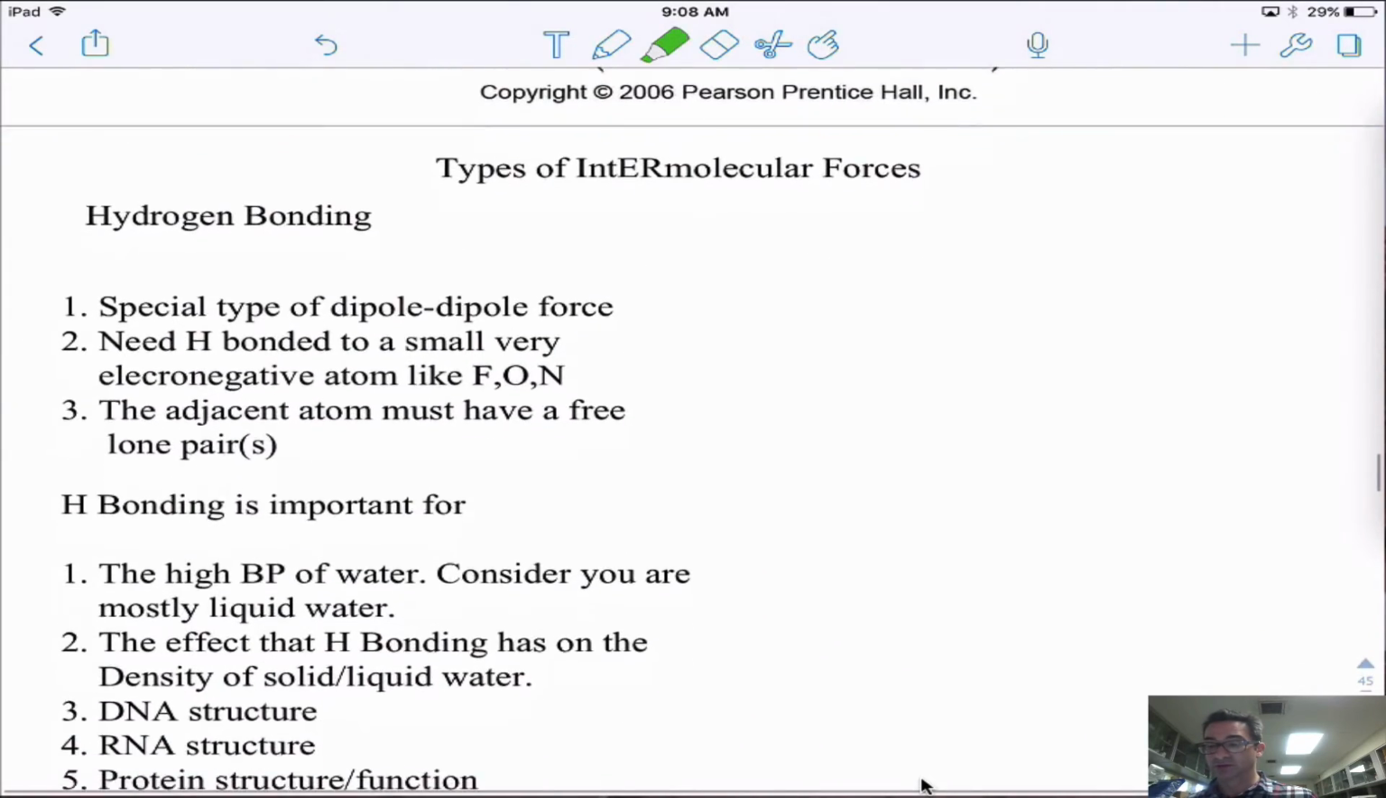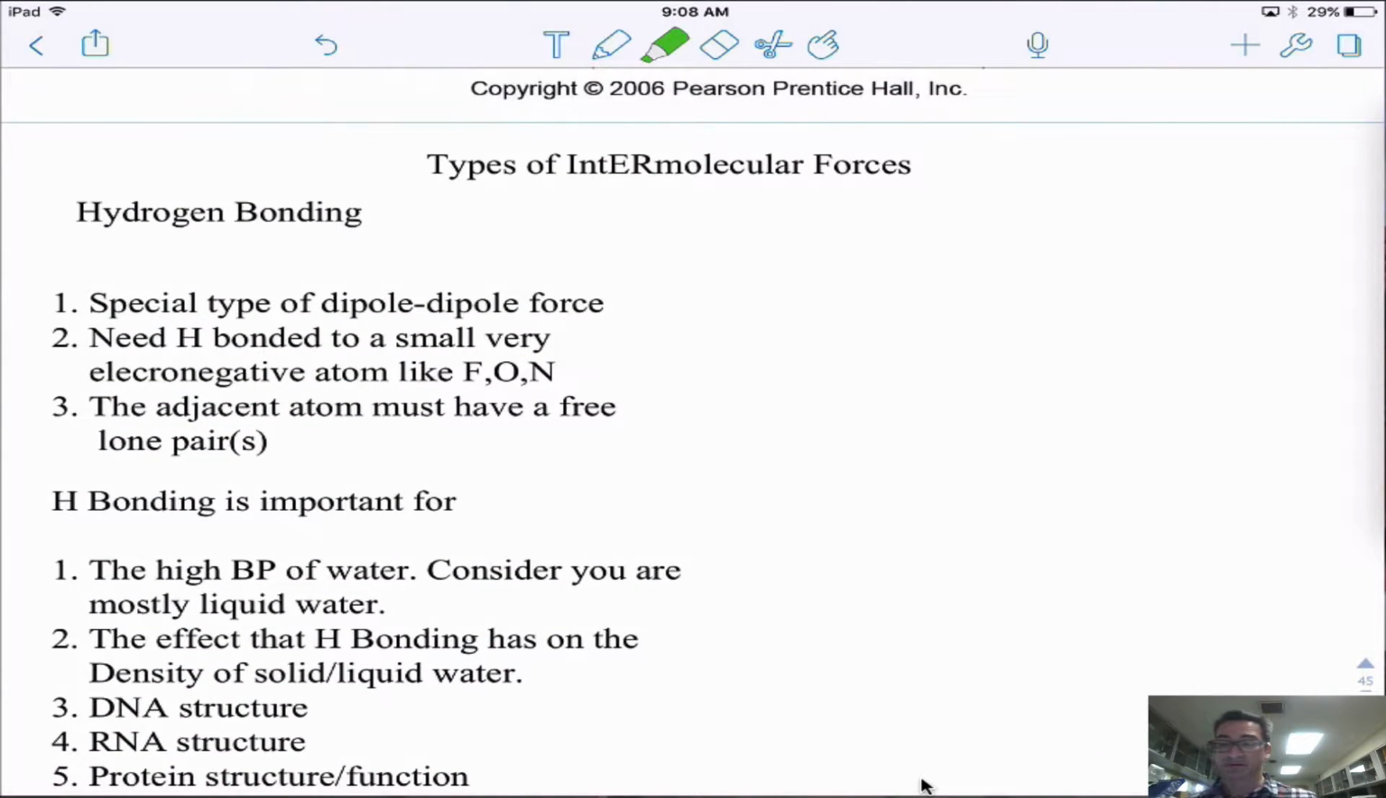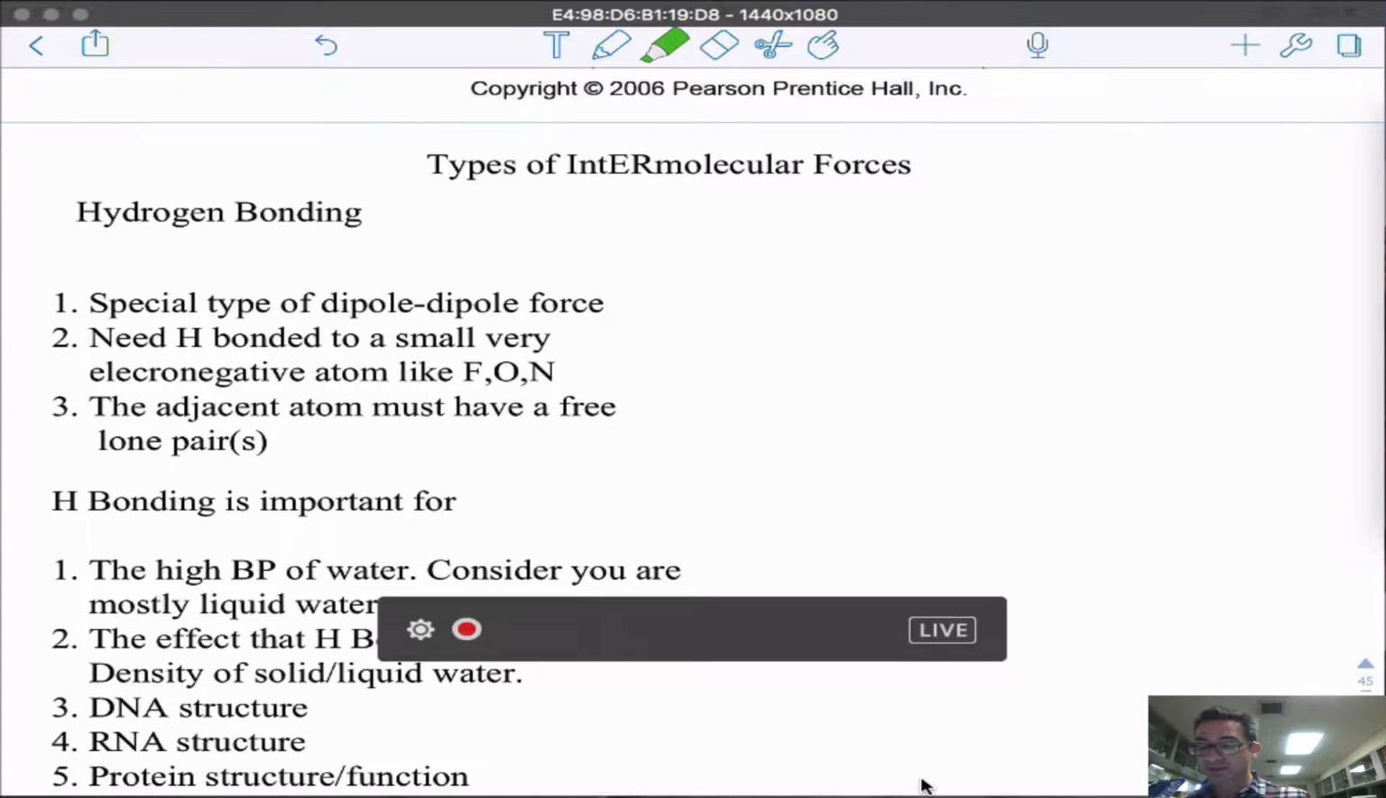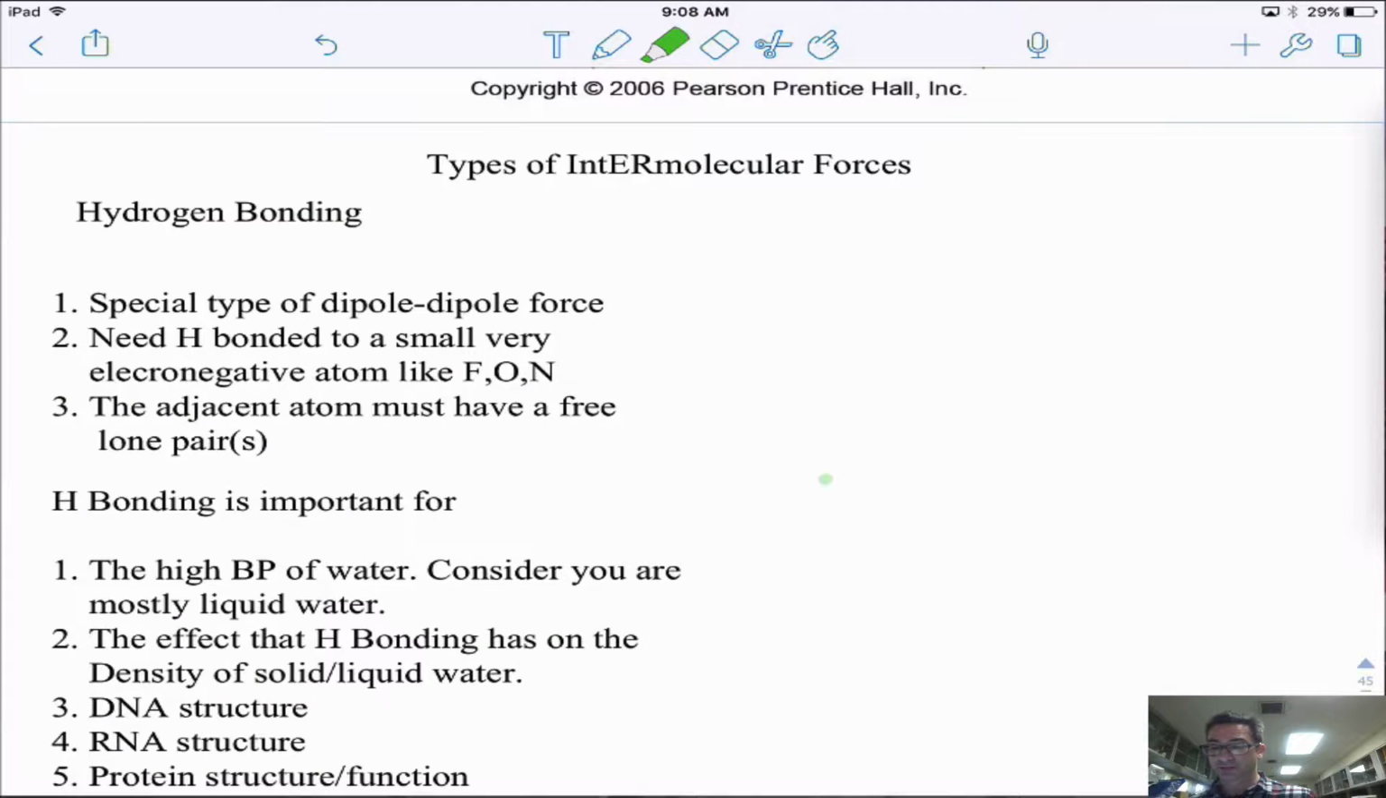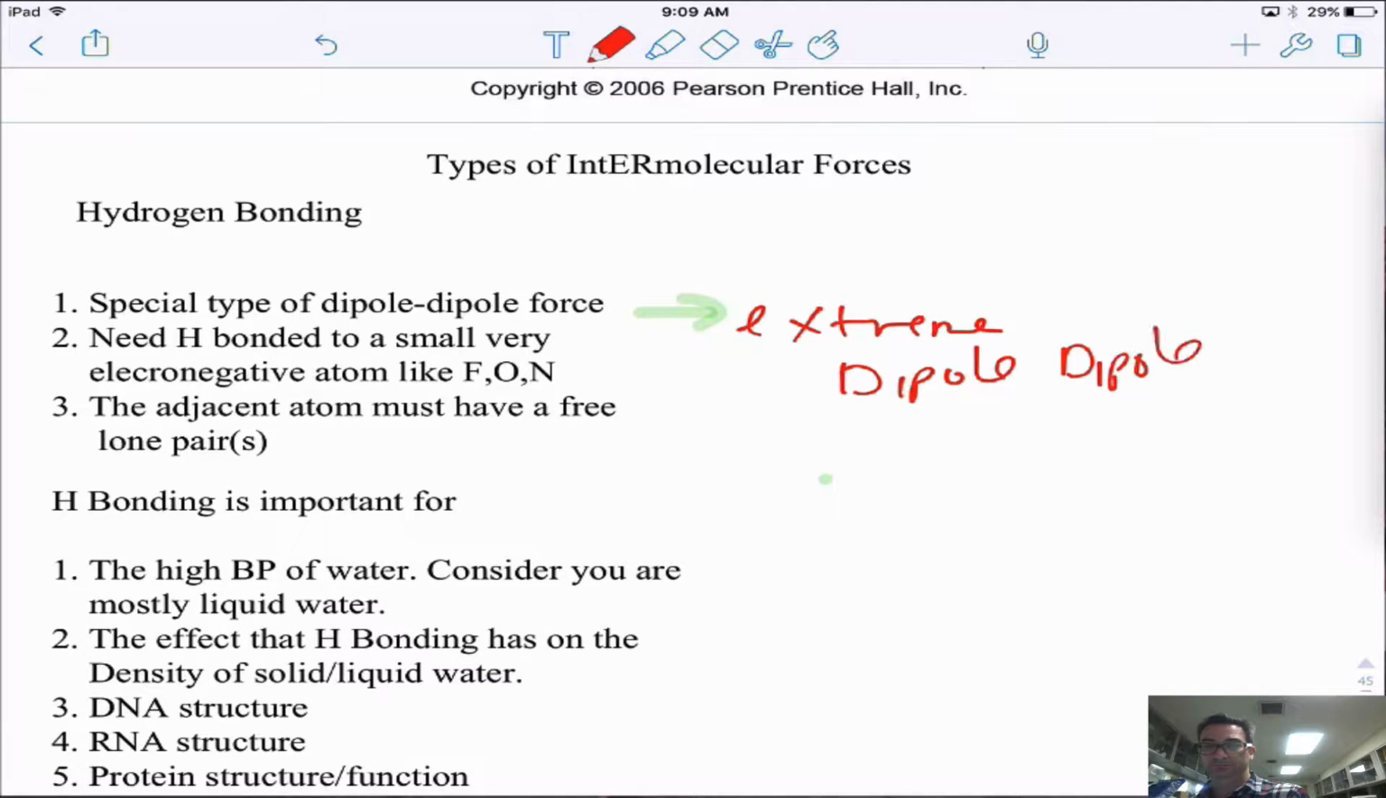Now, I was alluding to a hydrogen bond before, a special type of dipole-dipole. This is stronger than what we see for the dipole-dipole. So this is an extreme dipole-dipole force. And that's really important to note.